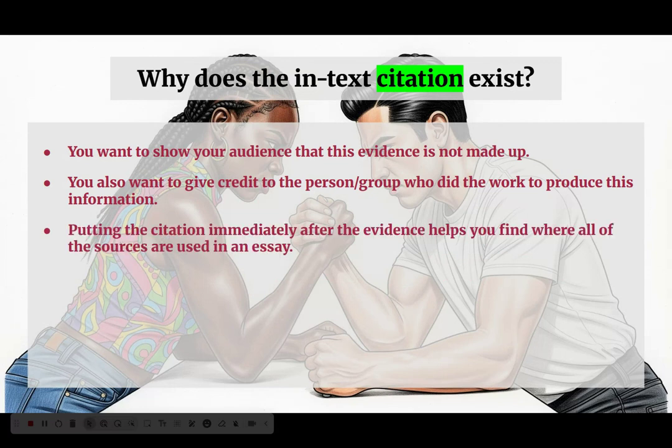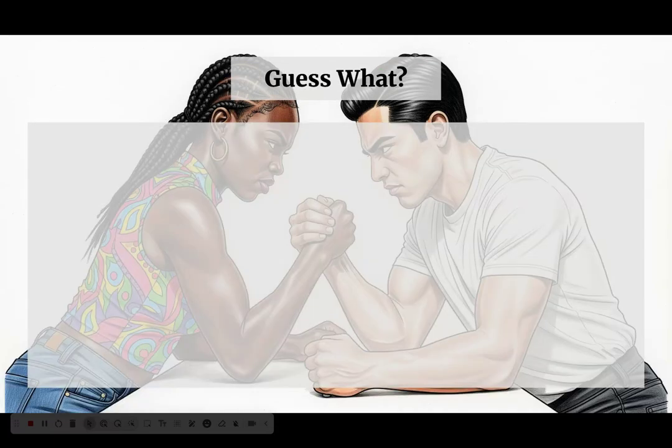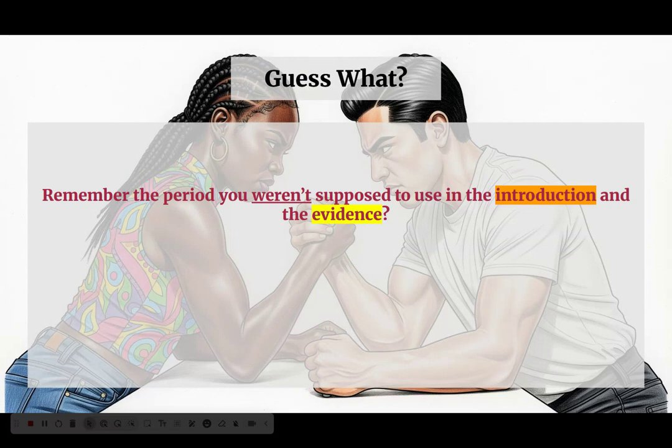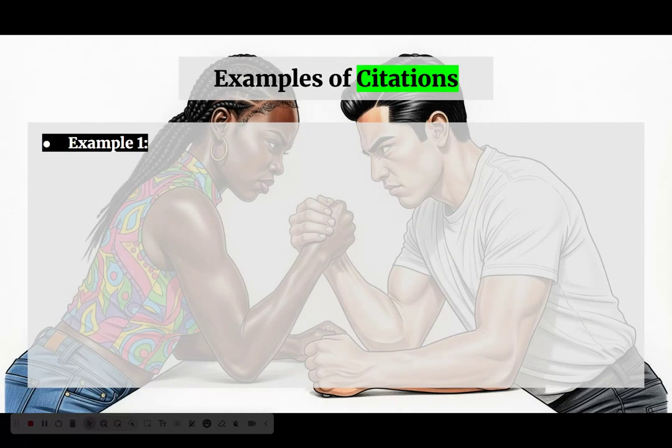And putting the citation immediately after the evidence helps you find where all of the sources are used in an essay, because typically this paragraph is inside of a full essay, and most essays have a list of sources at the end, so the in-text citation makes it easier to see where all of the sources in the back of that essay have been used within the essay. And so you know that period that I told you did not exist in the introduction and evidence, it's going to show up in the citation. So let me show you what that looks like.